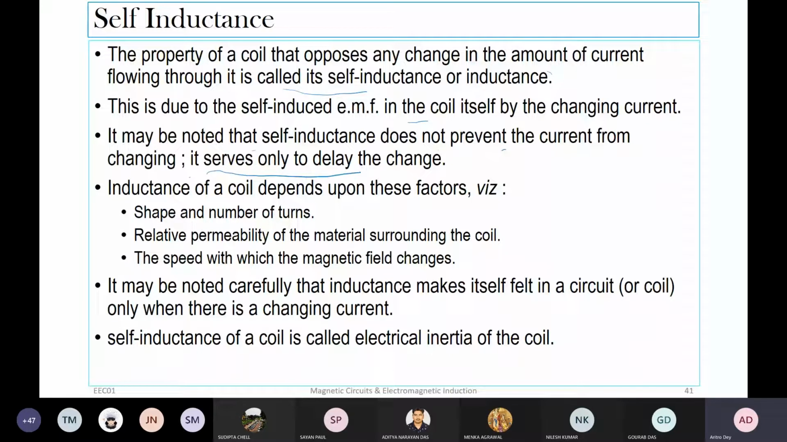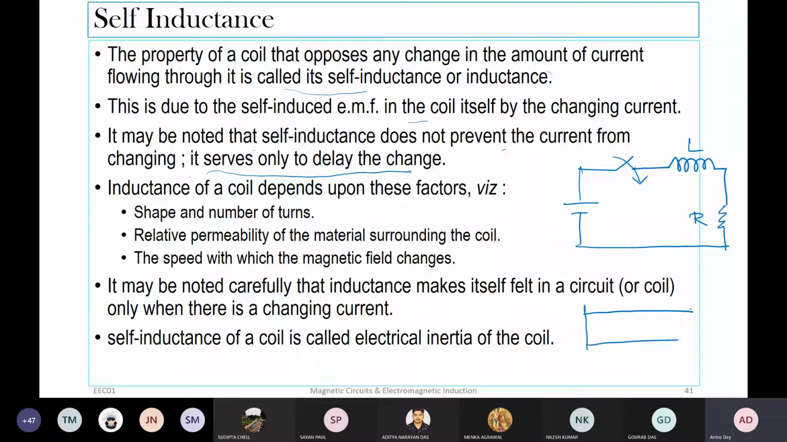As I told, self-inductance does not completely prevent the current from flowing through it, but it will induce a delay. So if you have a circuit like this, there is a switch, there is a coil which has an inductance, and this is your resistance. Inductance is noted by this. Now, whenever you switch on a circuit, the current response will look like this.